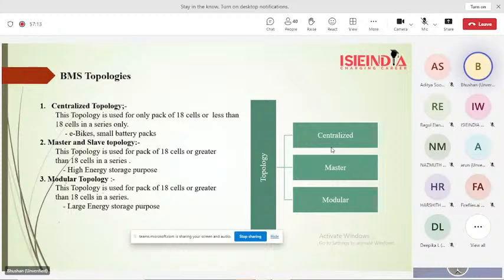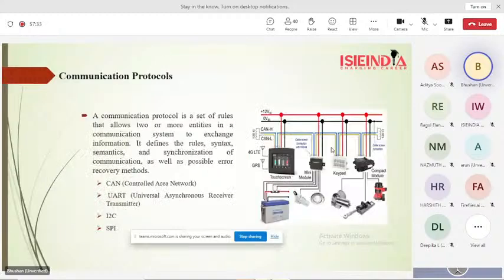It is similar, but here it is modular, and we need a separate microcontroller for each module, and after that we need to connect all these microcontrollers with the master controller. So this is the modular approach, and also the communication protocol. Why do you need a communication protocol? Communication is a set of rules, like we need to make decisions.